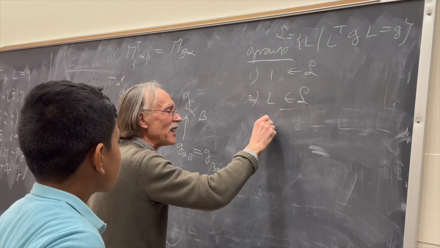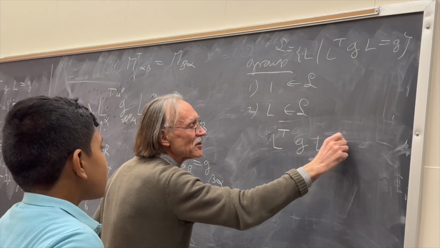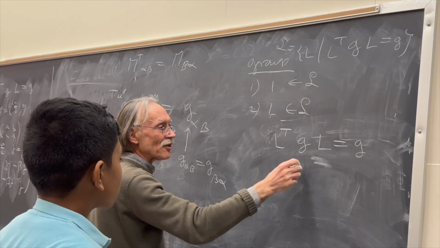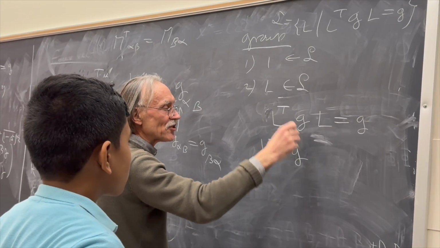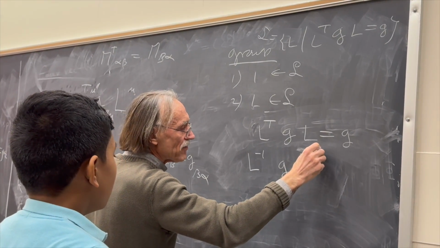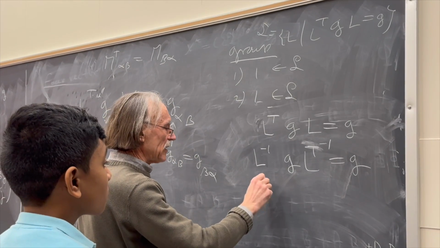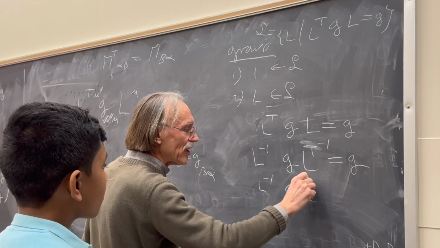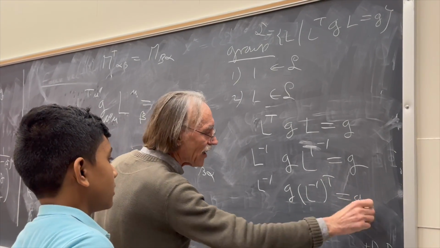It's a Lorentz transformation. That means that L transpose G L is equal to G. And then we take the inverse of this relation. Then we get L inverse, G is its own inverse, L transpose inverse. That is equal to G. And this is equal to L minus 1 G. The transpose of the inverse is the same as the inverse of the transpose.